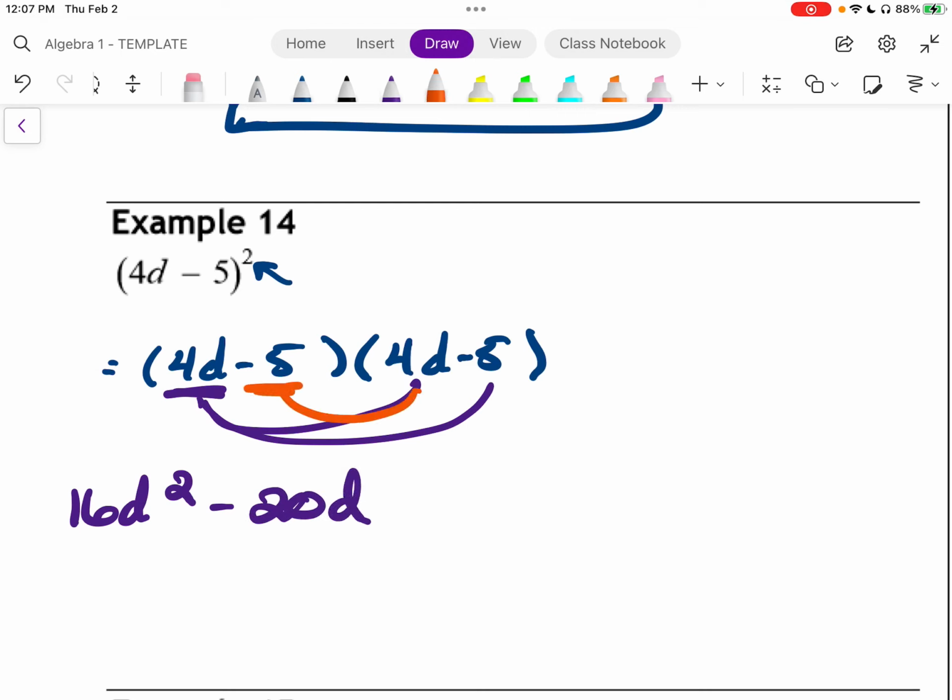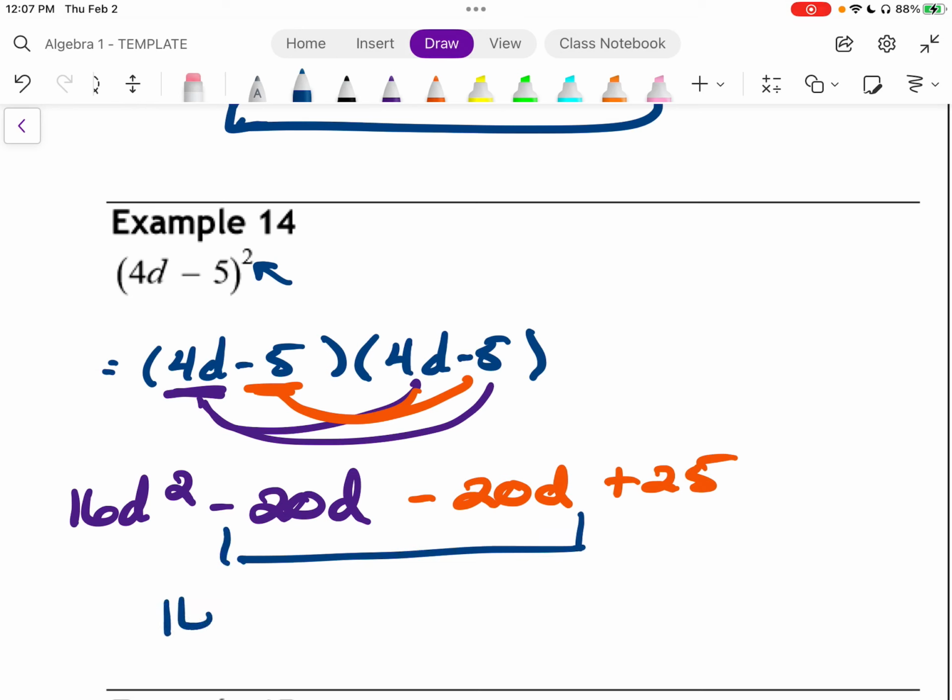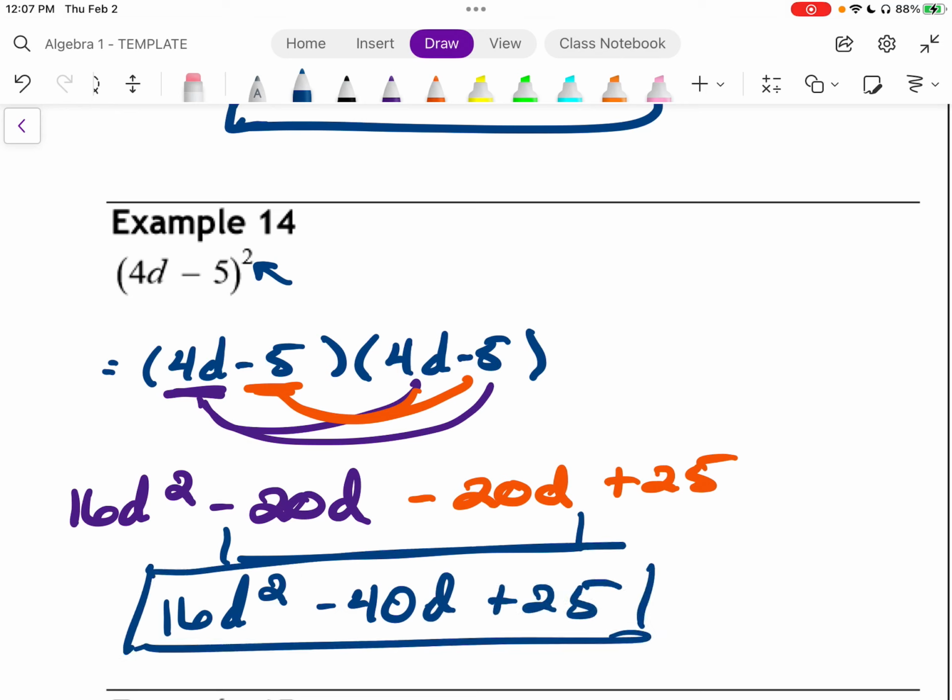Then my negative 5, that'll give me a negative 20d plus 25, right? The double negatives go to a positive. Now, combining these middle pieces, I get 16d squared minus 40d plus 25. And that is my answer.